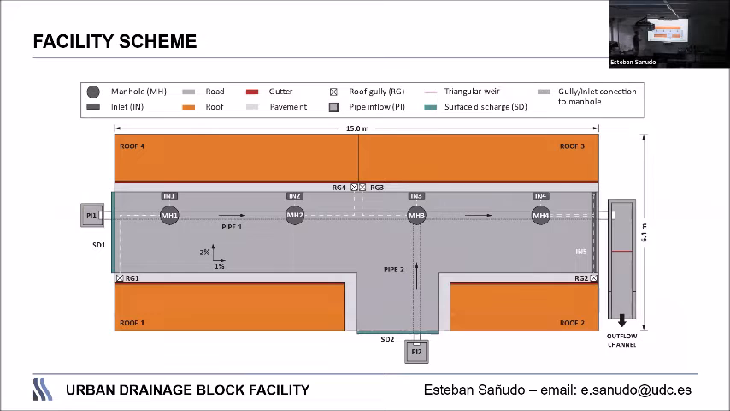This is a scheme of the facility. We have 4 roofs. As I said before, roofs are very important in urban drainage because the surface of the city has a lot of footprints of buildings, and it's important to consider the effect of the roofs in the network. So we have 4 roofs, 4 manholes, 2 main pipelines, 4 inlets, and then a last inlet at the end of the boundary.